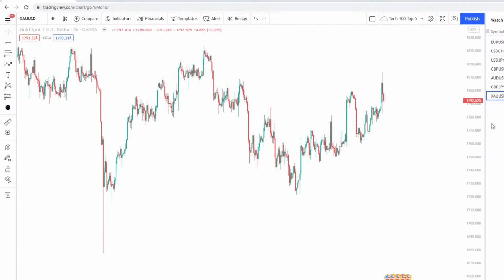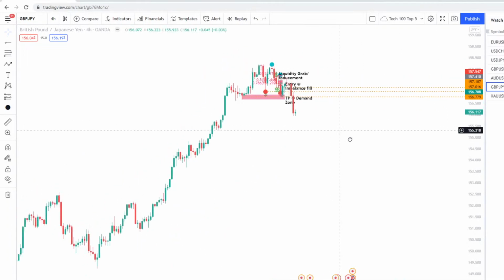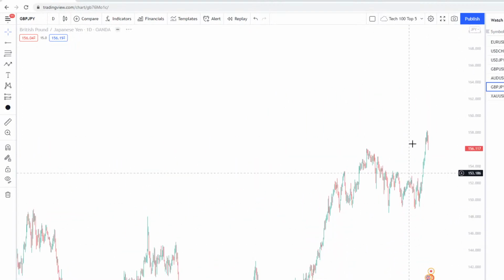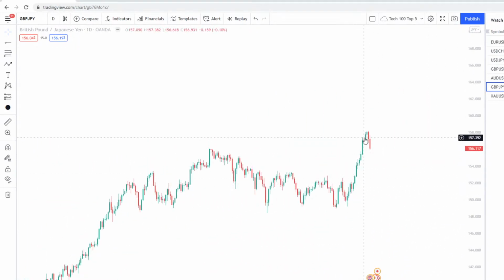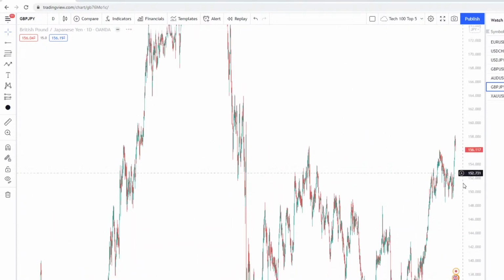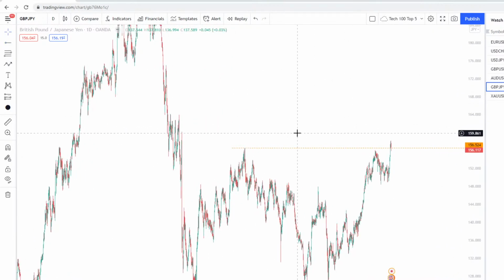Okay, are there any other requests? I've gone over gold. I haven't fully gone over GJ, but what I can clearly see at the moment is we clearly had a significant breakdown in price. We have a lot of imbalance in this area because price has been pushing up really heavily for the last while. And we've broken this structural point. Alright, so we've broken structure.